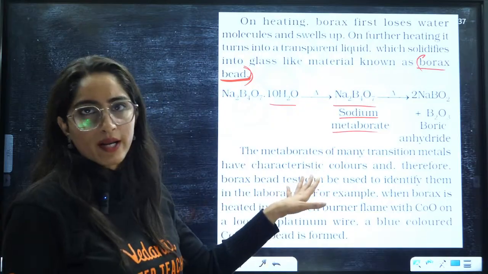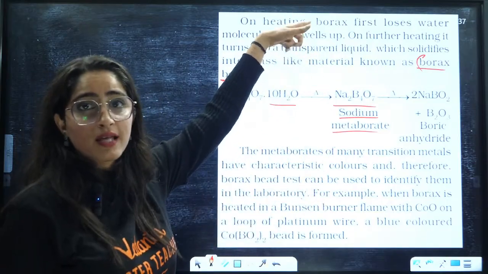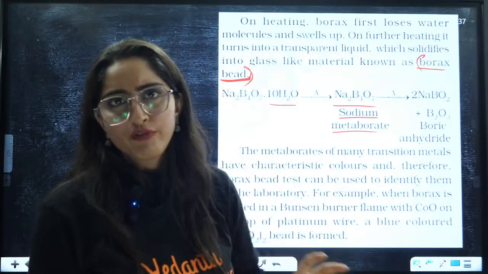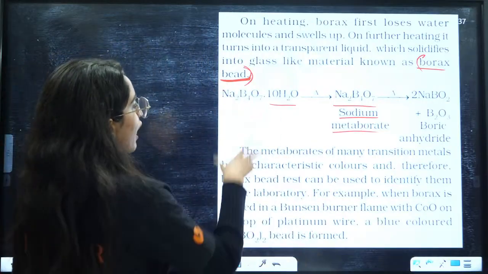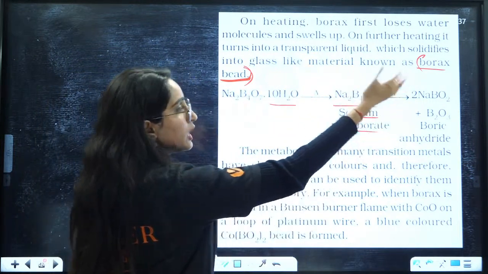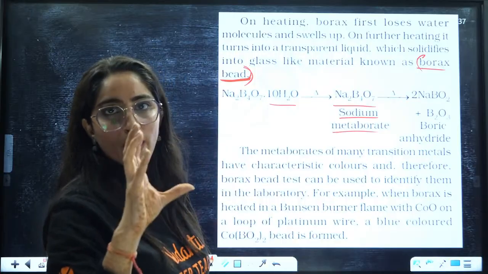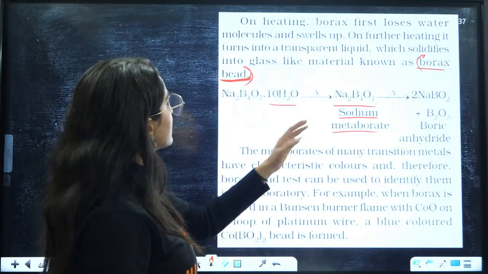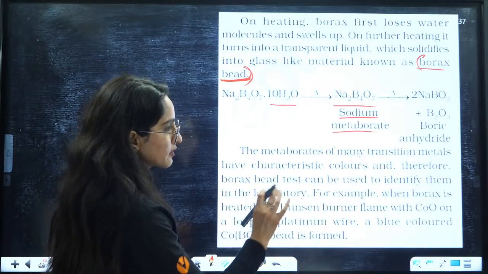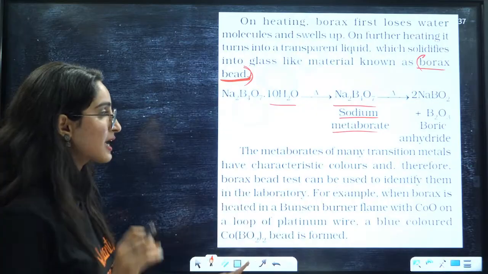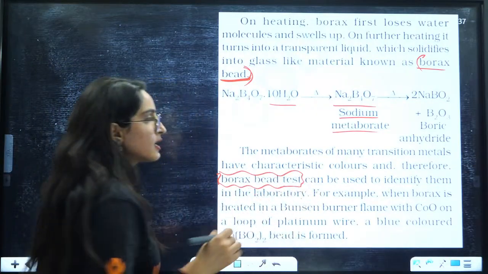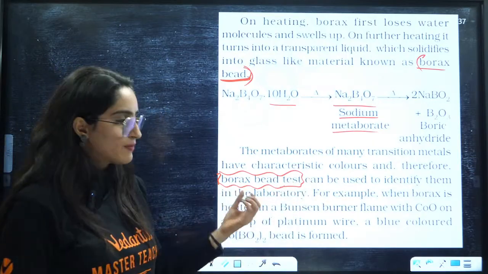From there we use borax. That is why I'm telling you that this can be applied in salt analysis as well, so you need to know some part of it. Exactly what happens: you have borax, you heat it, you have sodium metaborate. After further heating, you have what is called borax bead. The metaborates of many transition elements have characteristic colors. Therefore, the borax bead test can be used to identify the elements in the laboratory. This is important.